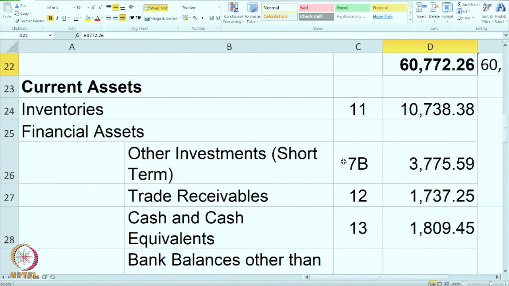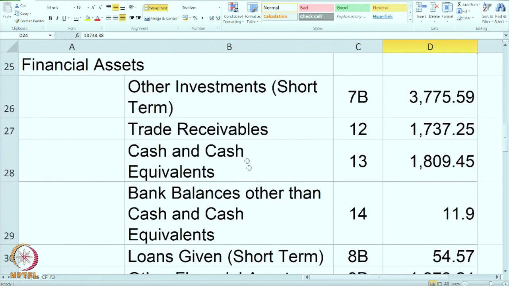Now let us go to current assets. Inventory. After inventory, other assets, the nomenclature used for them is financial assets. So you have got other investments short term, which is also a substantial amount, 3700 crores, trade receivables, cash and cash equivalent, bank balances other than cash and cash equivalent. See, this is also a current asset, this is also a current asset. Then why is it classified separately? It is classified because it will make a difference in the cash flow statement. That is why you have to note that all bank balances may not be C and CEs.